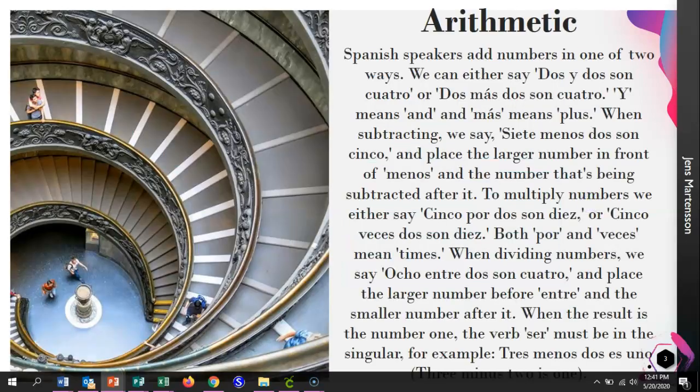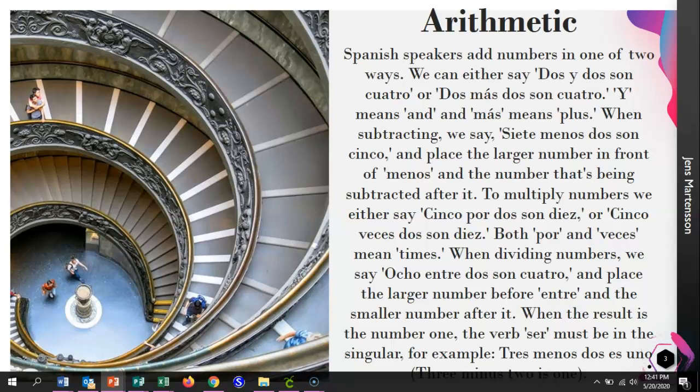So let's talk about arithmetic in Spanish. Spanish speakers add numbers in one of two ways. We can say dos y dos. We know our numbers, and we know y means adding. So 2 plus 2 son cuatro, equals 4. Or we can also say dos más dos, más meaning adding or more. 2 plus 2 son cuatro. Y means and, más means plus.